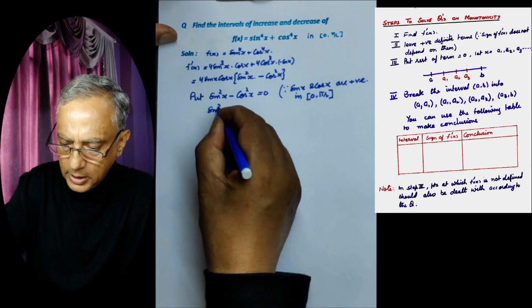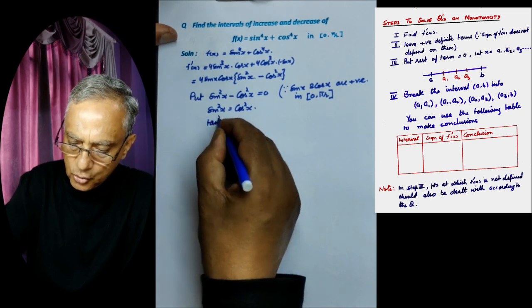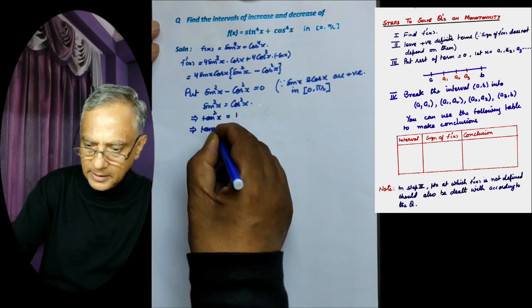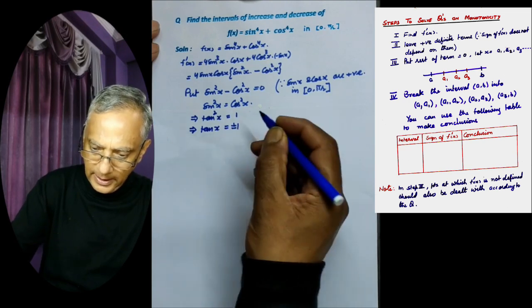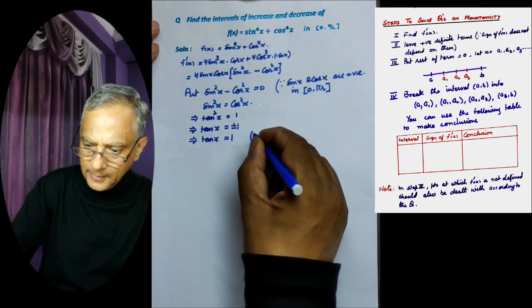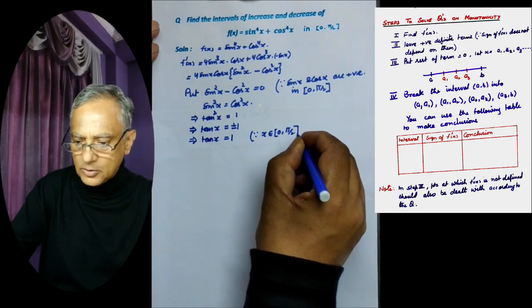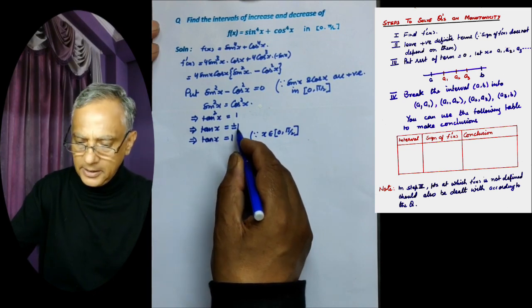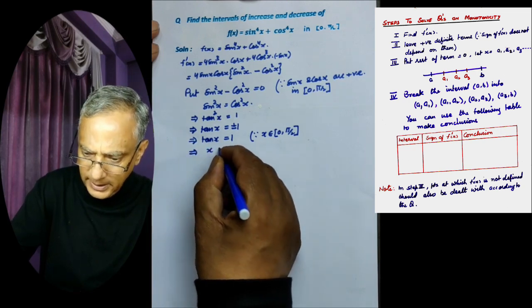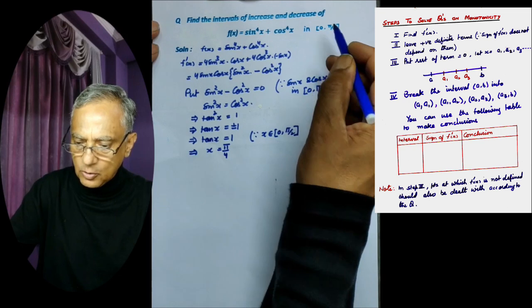That is sine square x is equal to cos square x, or tangent square x is equal to 1. This implies tangent x is equal to plus minus 1, and this implies tangent of x is equal to 1, because x lies in the first quadrant. In 0 to pi by 2, tangent x is always positive, so the negative sign is rejected. So tangent x is equal to 1, and this implies x is equal to pi by 4, because we have to consider the values of x lying only in the first quadrant.